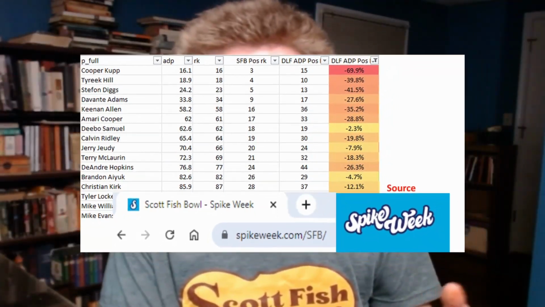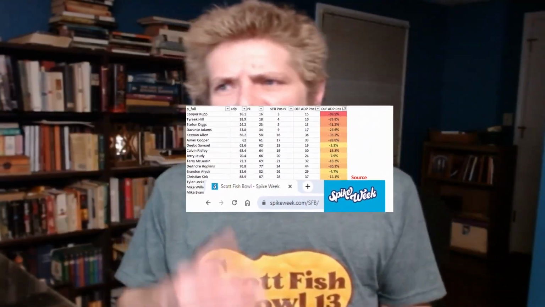So the first thing I did was I looked at the positional ranks for Scott Fishbowl, and then I compared them directly to Dynasty League Football ADP. Now, the basic changes are what you'd expect. Dynasty dislikes the older players in the different tiers that you can create using positional ranks.